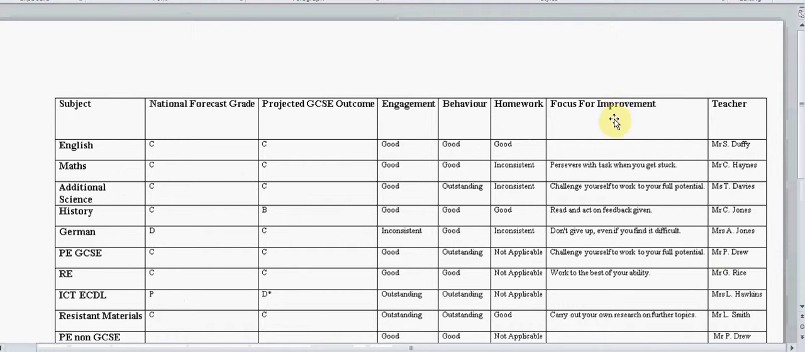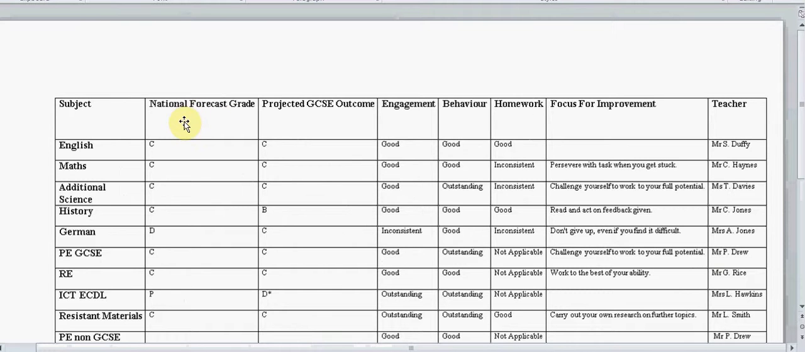We have focus for improvement, and this is where a teacher believes there needs to be some improvement made, or what could be done by the student to get even better. This part of the report is about the level at which the students are working or should be working. We have two key grades here we need to understand and think about. The first of those is a national forecast grade.